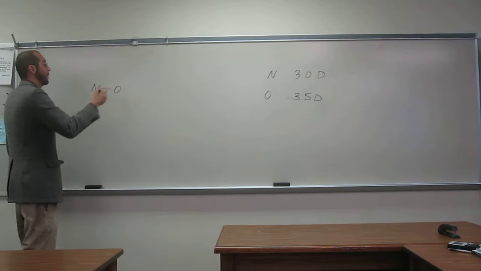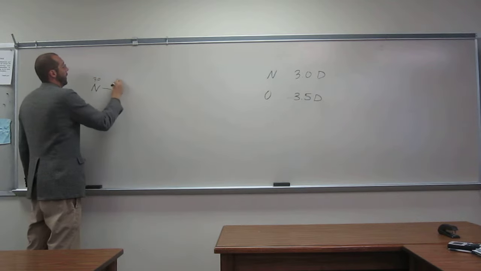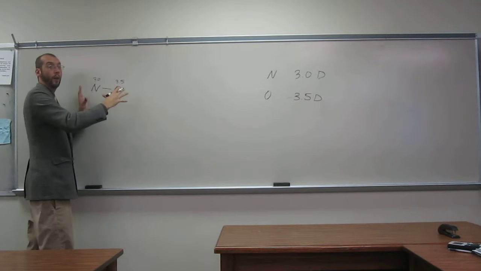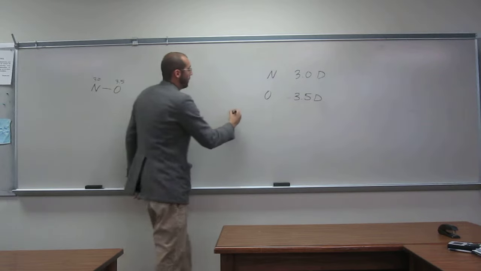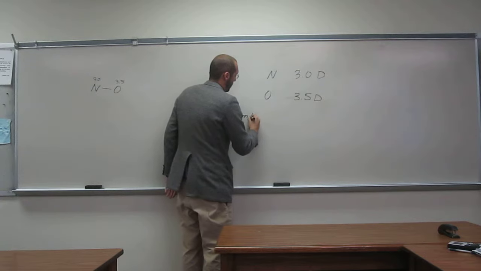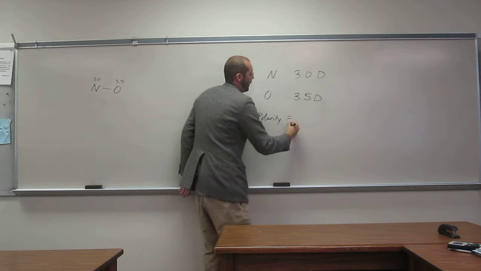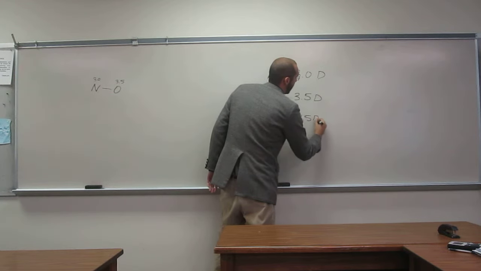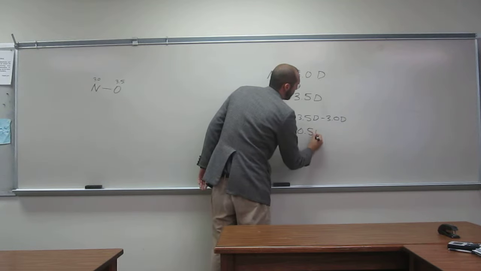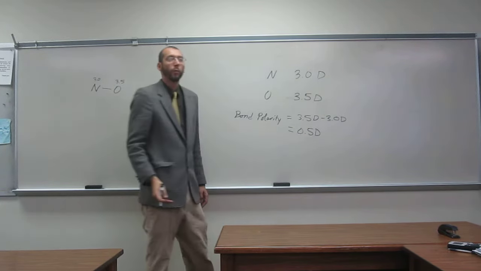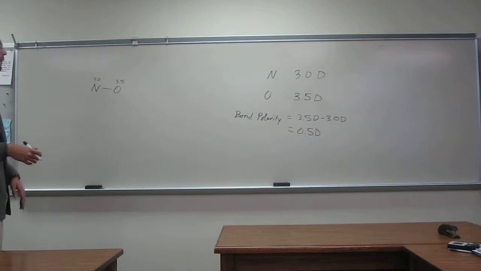Okay, so if I want to determine the bond polarity and which direction the polarity arrow is described, what I do is just subtract one from the other. So here I got 3.0, 3.5. So the overall difference is going to be 0.5. So we say the bond polarity is going to be 3.5 divides minus 3.0 divides. So that equals 0.5 divides. Not a very polar bond.